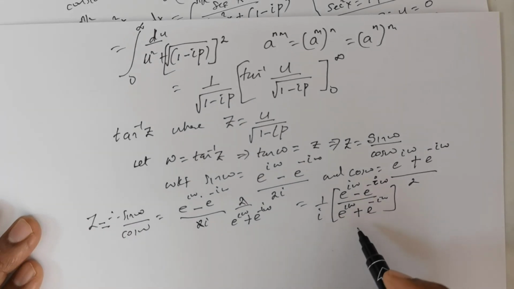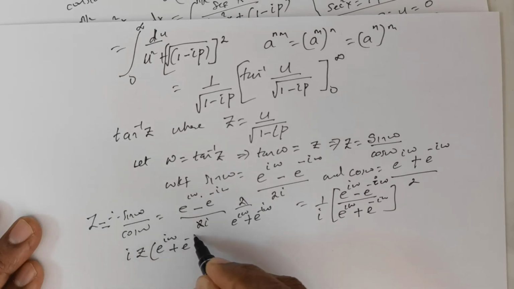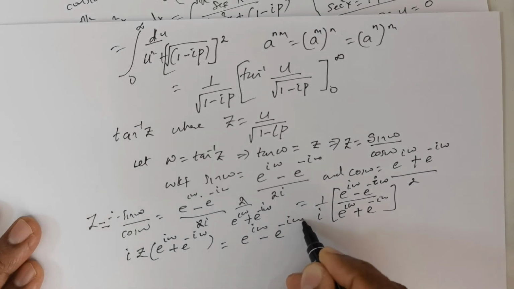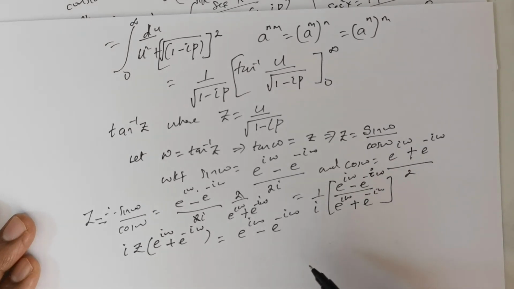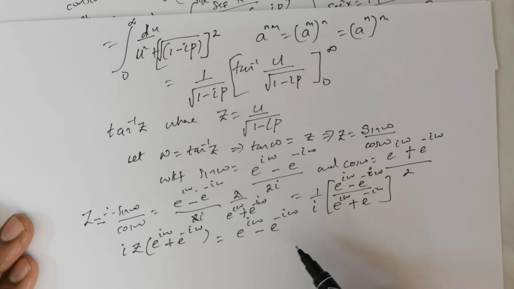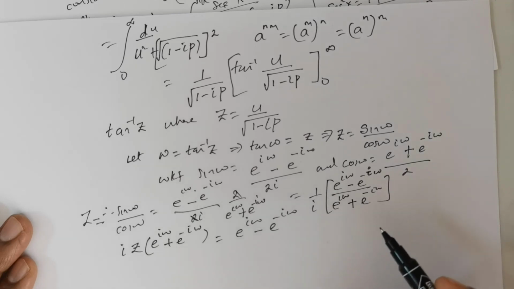Now I would like to cross multiply. So if I cross multiply, I get z times i, because i is there, times e raised to the power of i omega plus e raised to the power of negative i omega, is equal to e raised to the power of i omega minus e raised to the power of negative i omega. Now what you have to do is get the value for omega, the representation for omega.